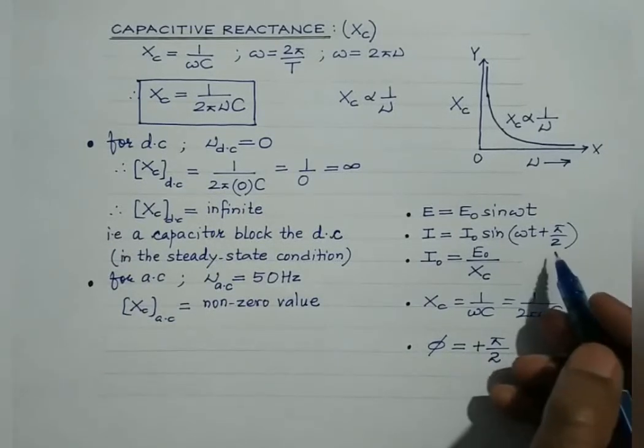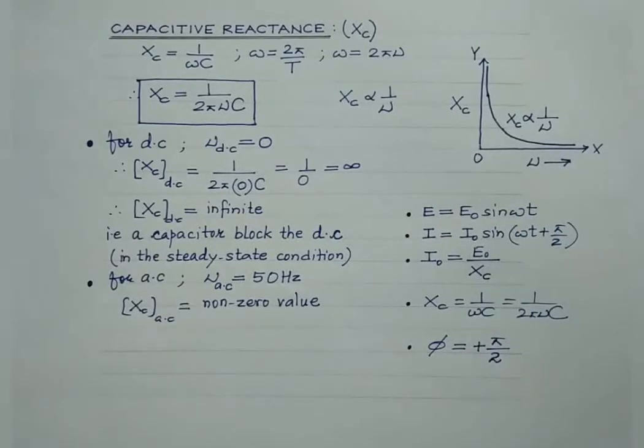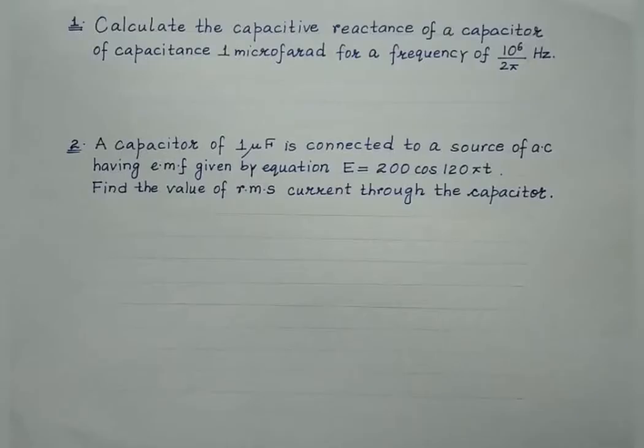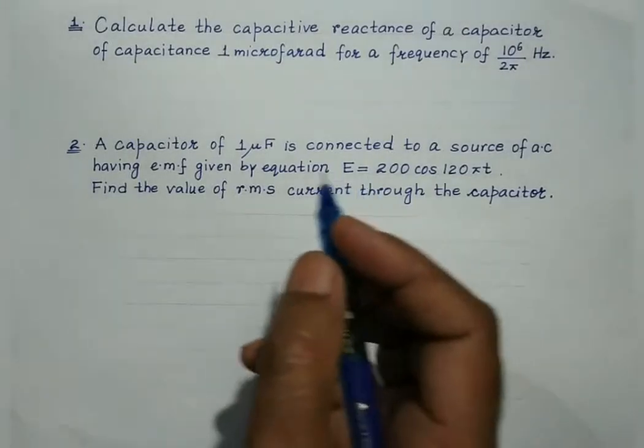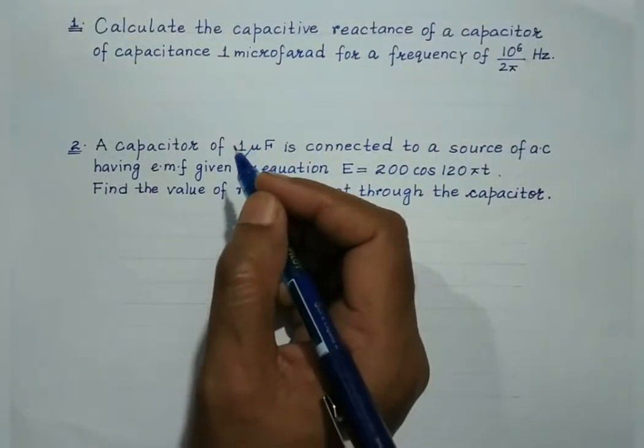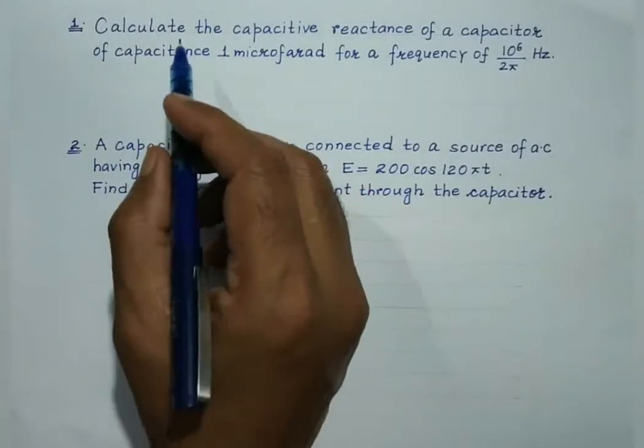That is, the current leads the EMF by phase angle of pi by 2. Now, after completing the theoretical part of this particular topic, let us concentrate on these two numericals based on an AC circuit consisting of a capacitor only. Let's start with the first question.